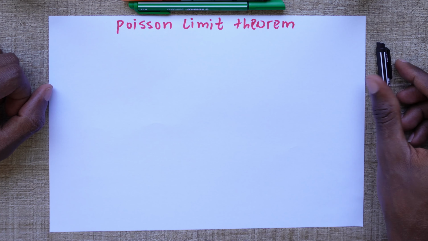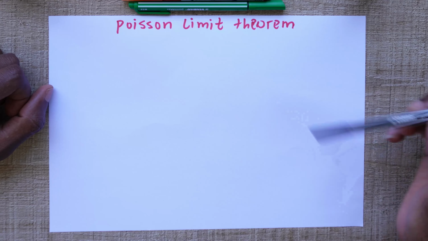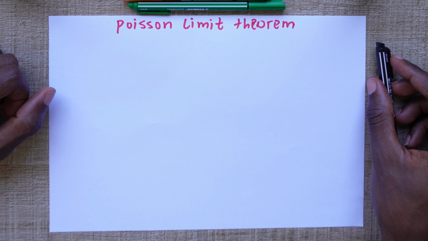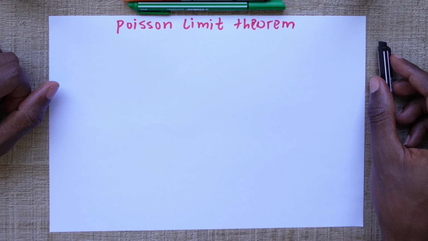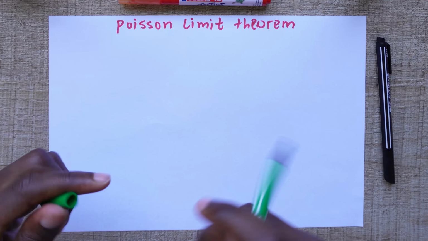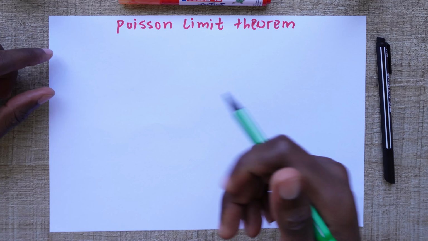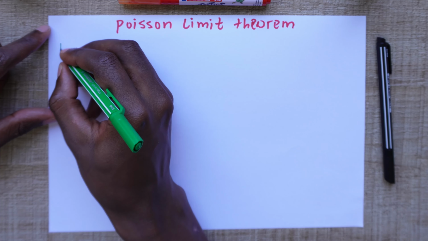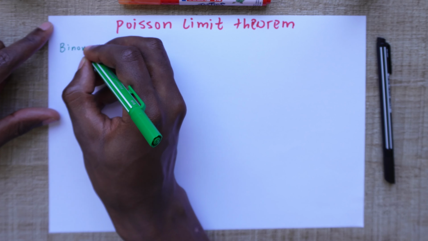In this video, we are going to prove the Poisson Limit Theorem, which states that a binomial distribution can approximate to a Poisson distribution under certain circumstances that we are going to look at. So let's kick off by reminding what each of the distributions are. Let's start with the binomial distribution.